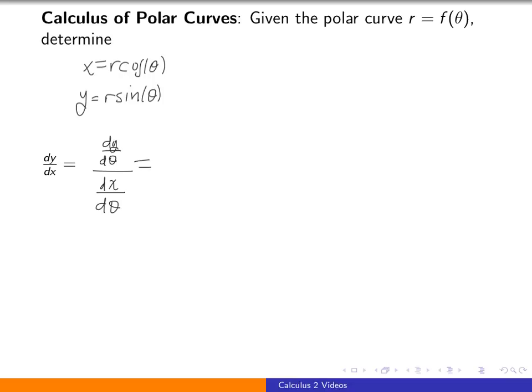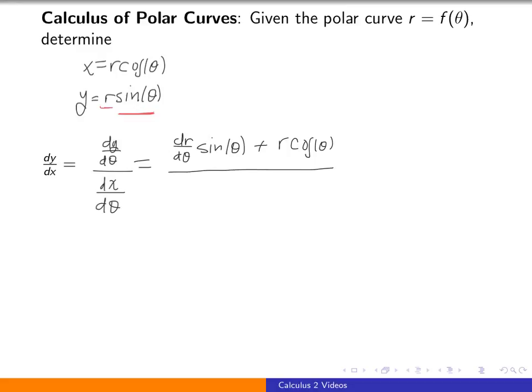The only difference with polar versus parametric is that when we find these two derivatives, dy d theta and dx d theta, they will both require an application of the product rule. Because remember, r is a function of theta, so we're thinking of this as one function of theta multiplied by a second. So for dy d theta, the product rule tells us dr d theta, the derivative of the first, times sine theta, the second, plus the first times the derivative of the second. And the derivative of sine is cosine.